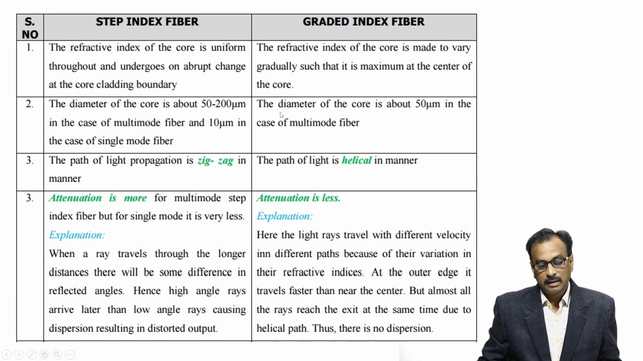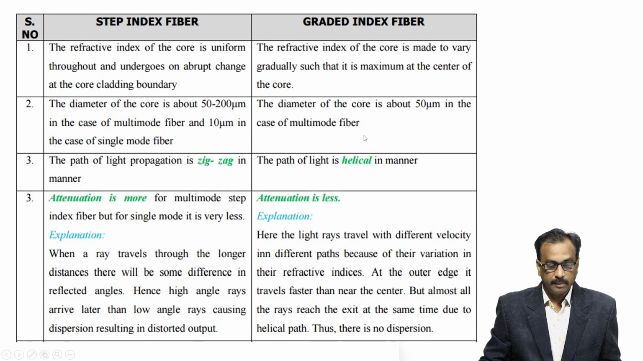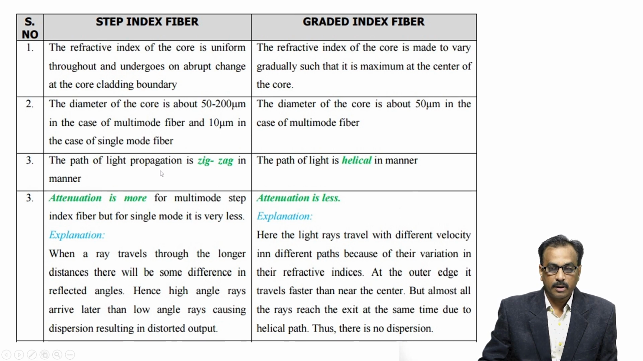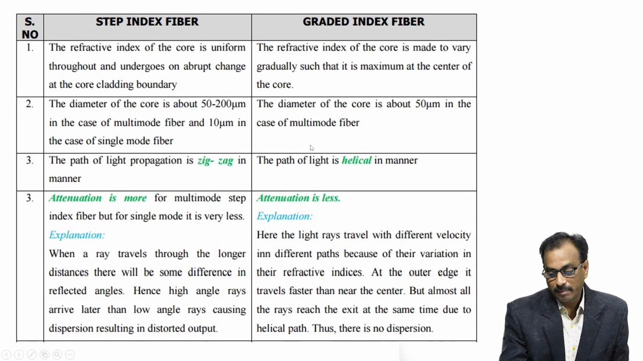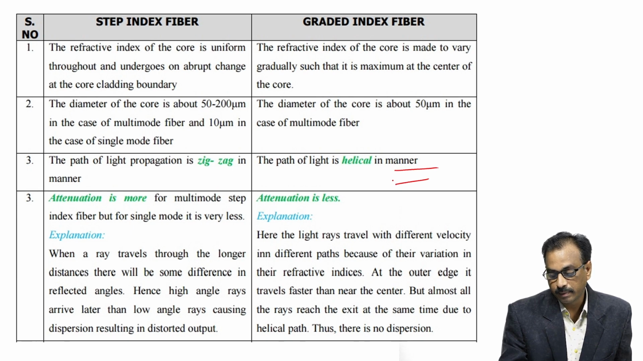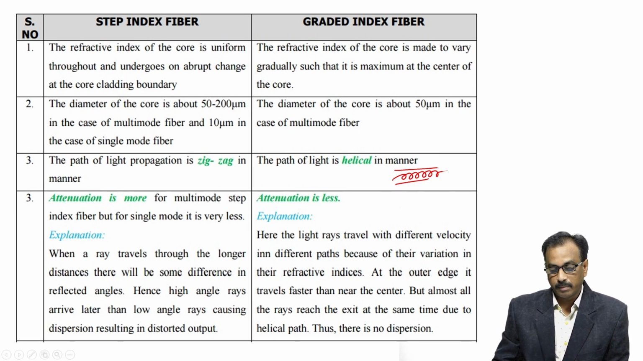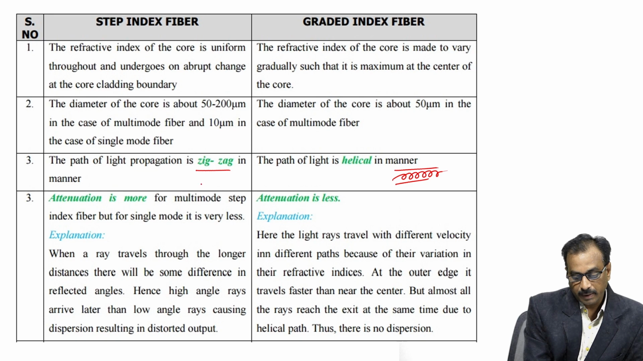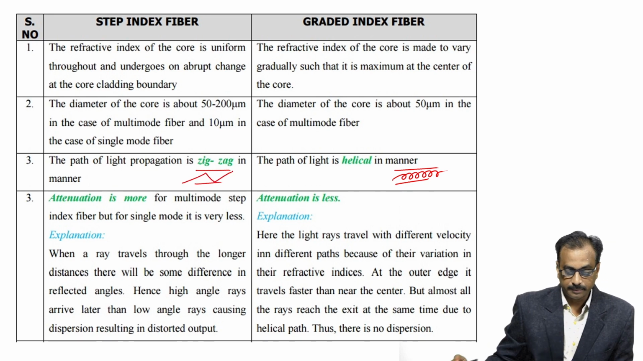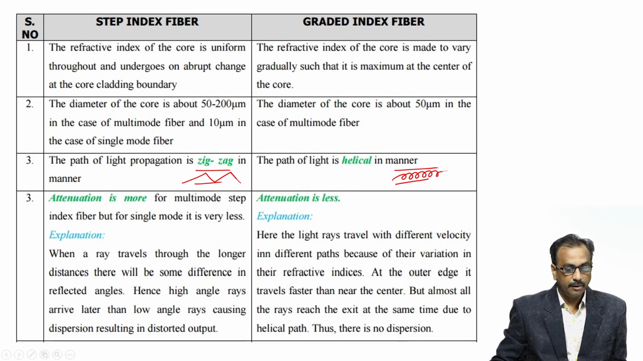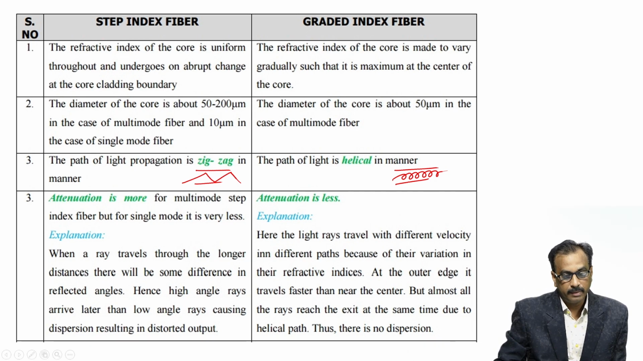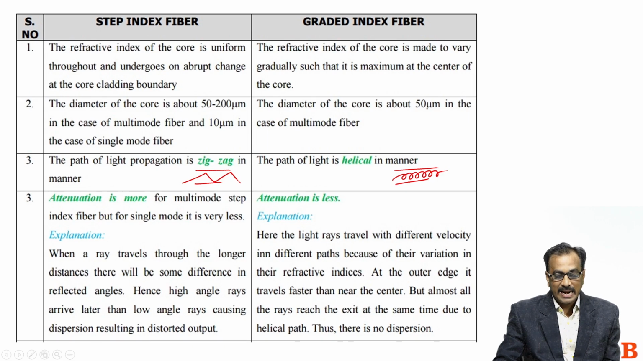In a graded index fiber, the diameter of the core is about 50 micrometers in the case of a multi-mode fiber. The path of light propagation is in a zigzag form in a step index fiber and in a helical manner in a graded index fiber. That means, this is the optical fiber. The light ray transmits in a helical manner in a graded index fiber and in a zigzag manner in a step index fiber. Attenuation is more in a step index fiber. Attenuation is less in a graded index fiber.